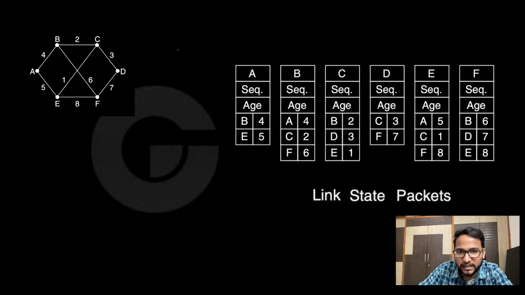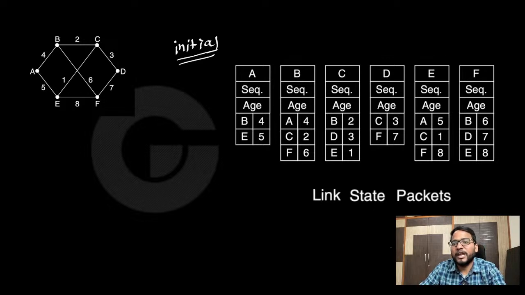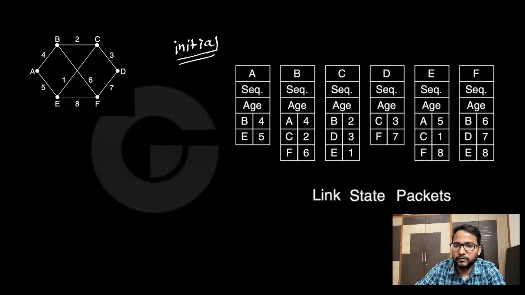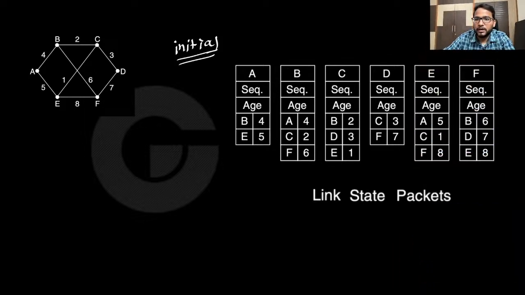Initially, this is the initial configuration, where A, B, C, D have only the distances to their neighbors. Now you need to flood all of these link state packets to everyone, which means everyone knows about everyone else. So it will converge very soon. In just one iteration it will converge, but that one iteration itself is the flooding.